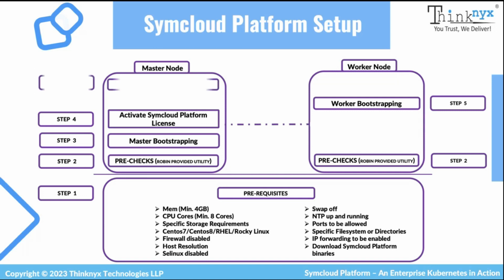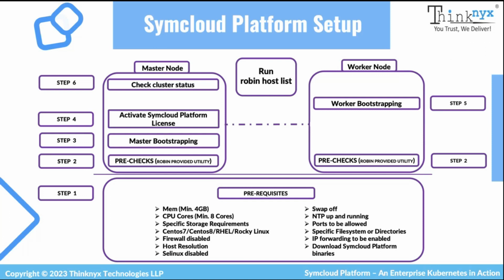And again, we are not going to use kubectl because you all are aware of kubectl. We are going to introduce a new command called Robin. Robin is actually a CLI as well, which is going to help you do whatever you want to do on the SymCloud platform. So we are going to run Robin host list, which is equivalent to kubectl get nodes. And if everything goes right, we are going to have our 2 node cluster up and running.